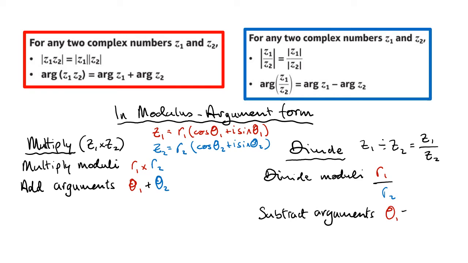It's that easy. Basically this is what all that stuff at the top is saying. You either multiply and add, or you divide and subtract. Multiply the moduli, add the arguments, or you divide the moduli and subtract the arguments, and what you will get is the answer without actually physically multiplying and dividing the complex numbers in a plus ib form.